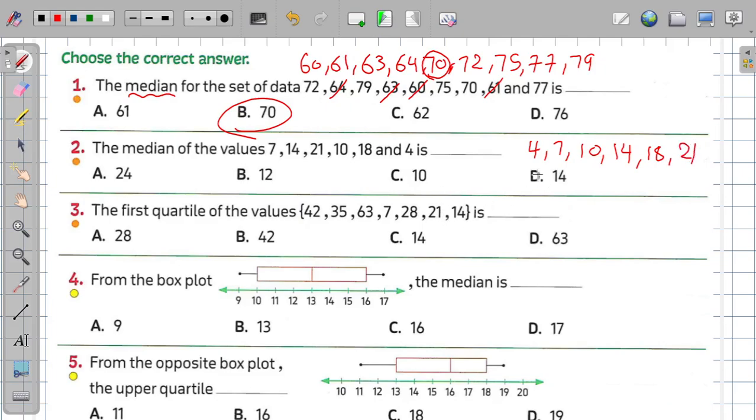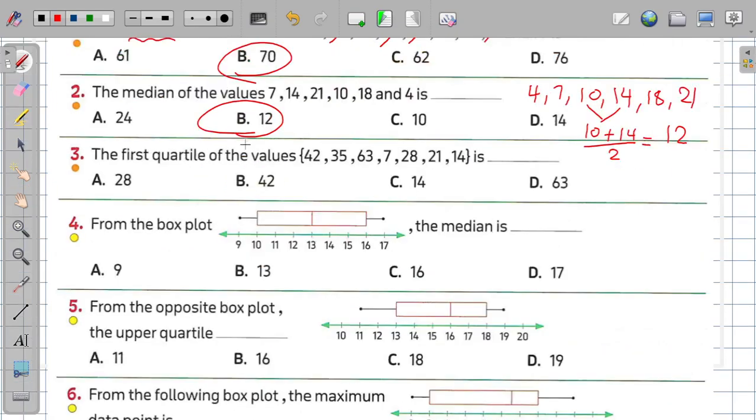Okay, so I have 6 values. So we will take the two numbers in the middle. So I have 10 and 14. I will add them together. So I have 14 plus 10, and I will divide them over 2. So it will be 12, because 24 divided by 2 equals 12. So the median is 12.